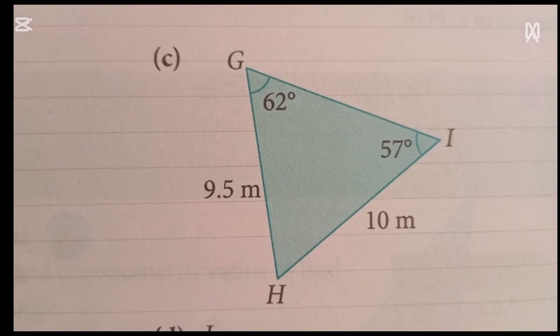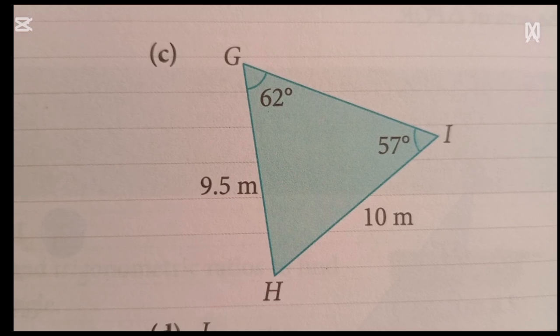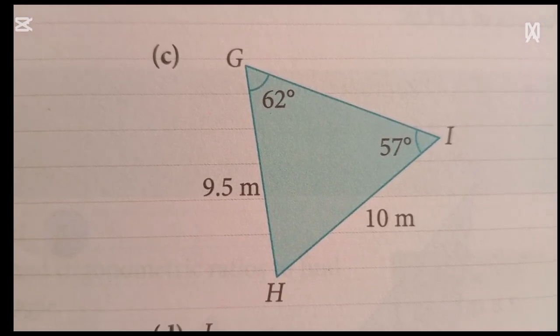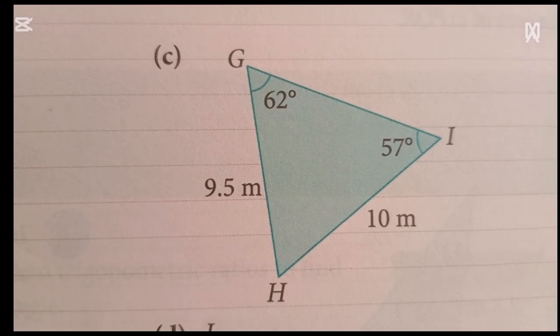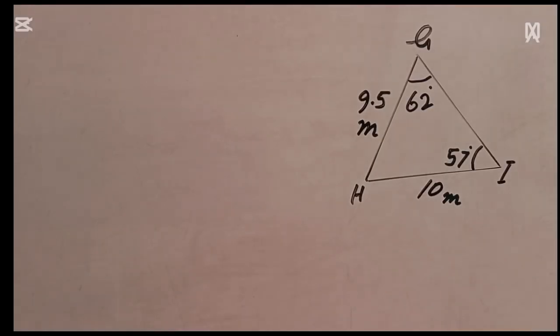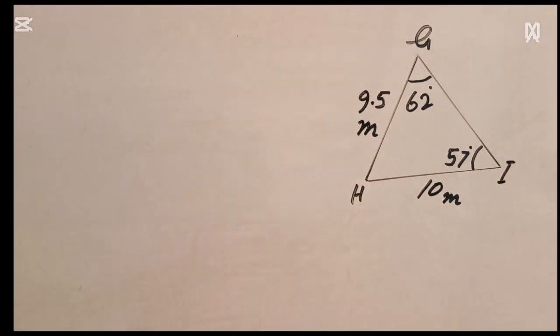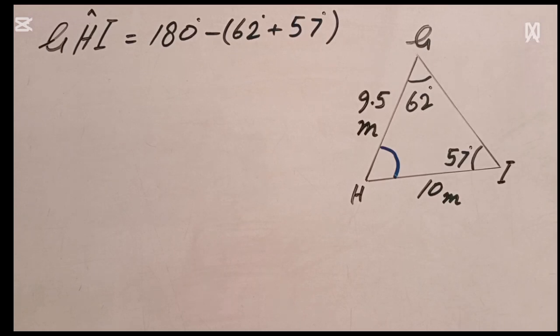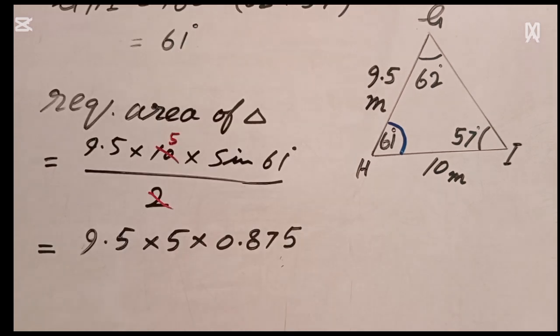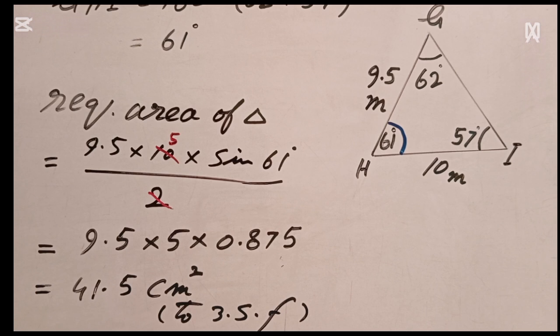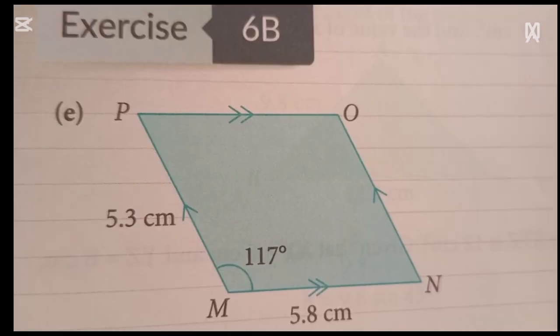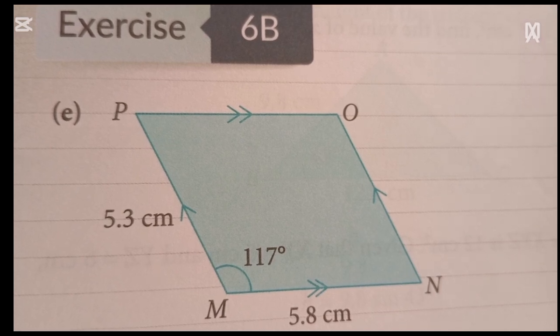Now we solve for part C. In the triangle GHI, to find out its area, the angle between the two given sides is the angle at the point H. First we find out the angle at the point H using the angle properties of the triangle. You know, sum of all the internal angles of a triangle is equal to 180. We subtract the sum of 62 and 57 from 180. This way, the angle between the two given sides we have found, which is 61 degrees. Now, using the formula, we solve it. It results in 41.5 centimeters square.